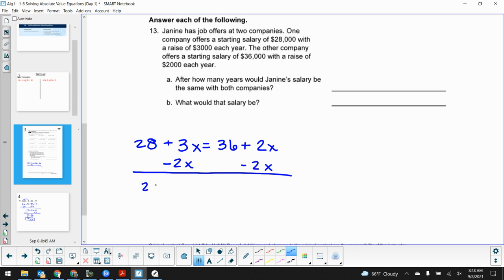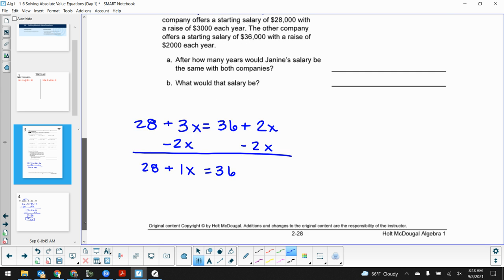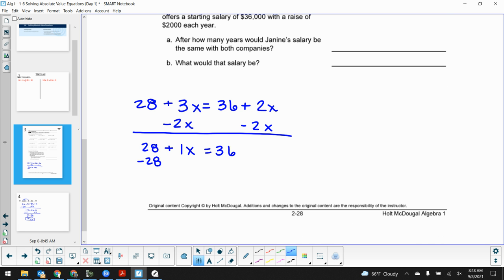So we get 28 plus 1x is equal to 36. Because if you solved this equation, you probably got 28,000 plus 1,000x is equal to 36,000. We subtract the 28 from both sides, and we get 1x is equal to 8. So x is equal to 8.